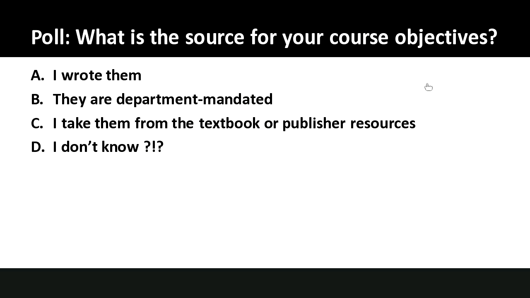So my second question, and you can add your multiple choice answer into the text chat area, is what is the source for your course objectives? Is that something that you write yourself? Is it something that the department mandates? Or perhaps your teaching supervisor would mandate? Do you take them from the textbook or a publisher resource? Are you really not sure where these objectives came from? Any of those answers, and sometimes it's a combination.